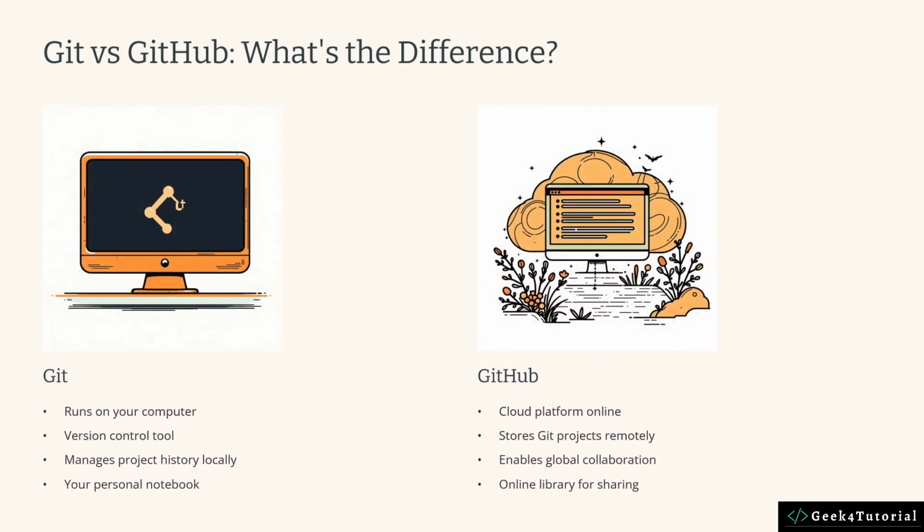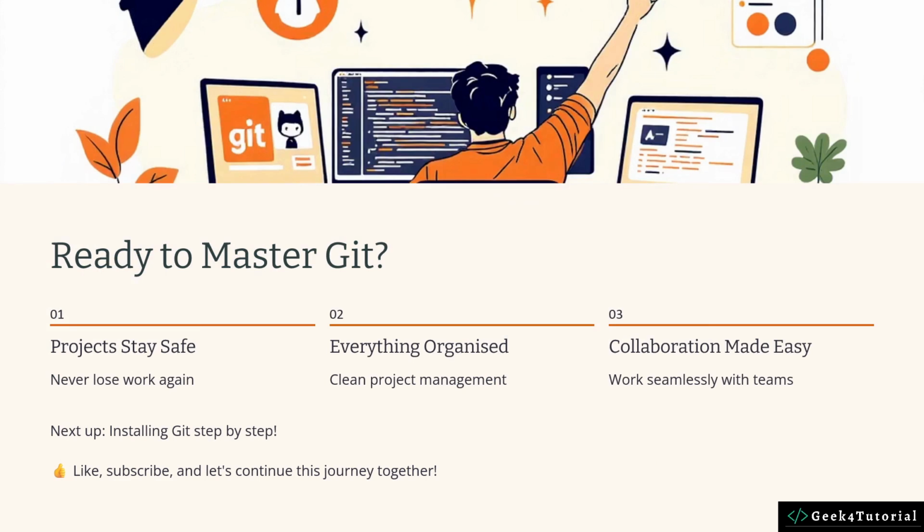Now, you might have also heard about GitHub. Here's the difference. Git runs on your computer. It is the tool that manages your versions. GitHub is a cloud platform where you can store Git projects online and collaborate with others. Think of Git as your personal notebook and GitHub as an online library where you can share your notebook with the world. So, to sum up, Git is essential because it keeps your project safe, organized, and makes collaboration so much easier.